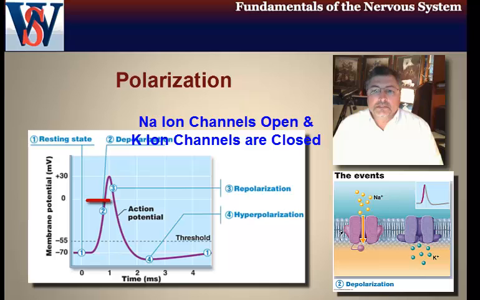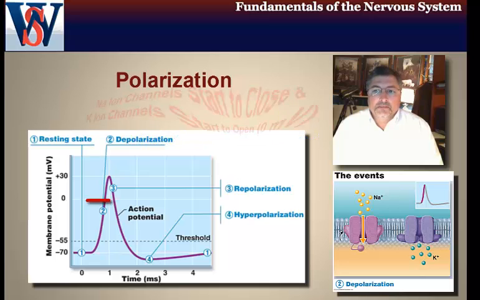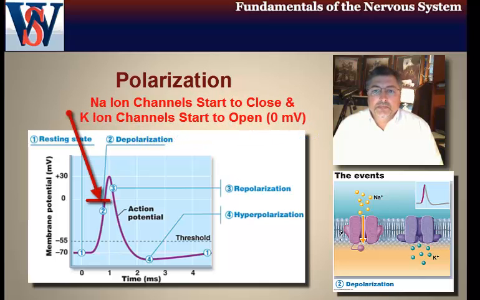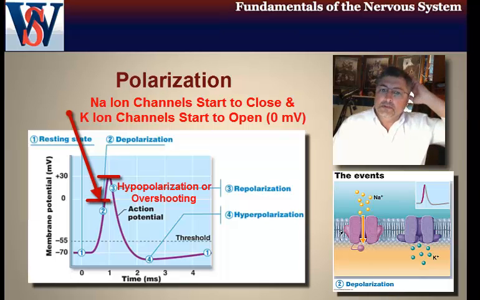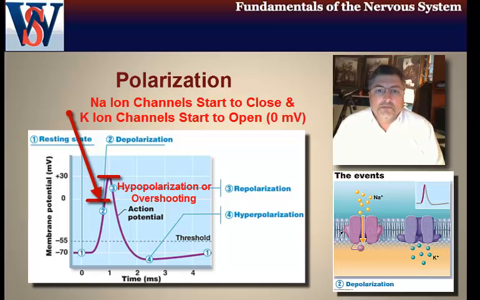In an ideal world, the sodium gates would close completely at 0 millivolt. However, 0 millivolt is actually when the sodium gates are triggered to begin to close, and they take a little while to close. So you see that the charge approaches positive 30 millivolt before they're completely closed and it starts to go downhill. That difference between 0 millivolt and positive 30 millivolt is known as overshooting.